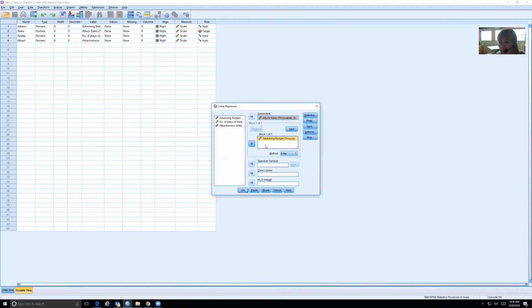And they call this Block. But this block, these are the independent variables, also called factors in ANOVA, that might make a difference. I'm going to put number of plays on the radio because certainly the more a song is played, the more likely people are to buy that. And then Field, of course, added attractiveness of the band.